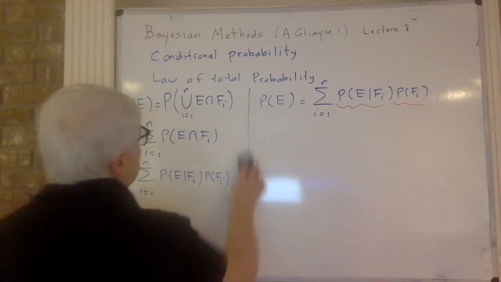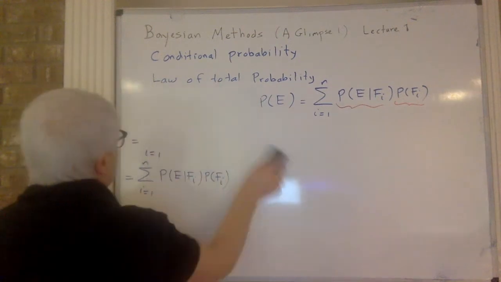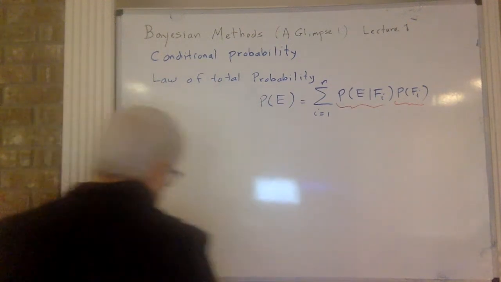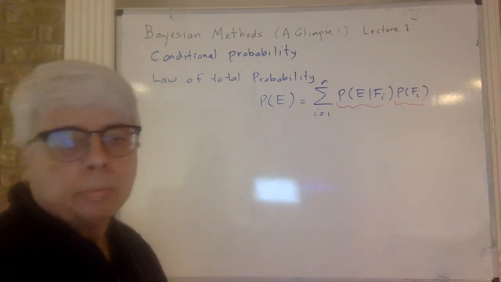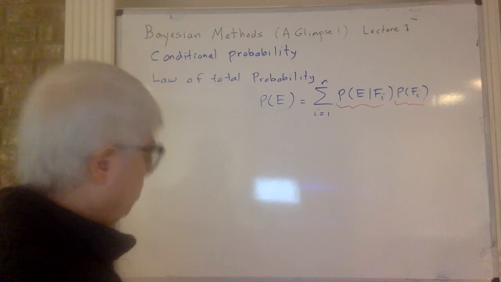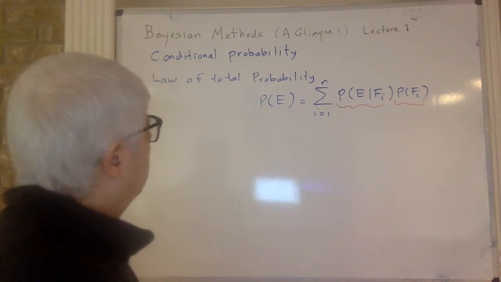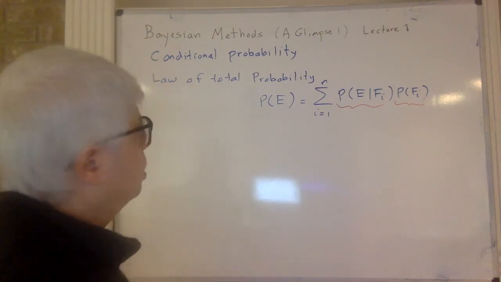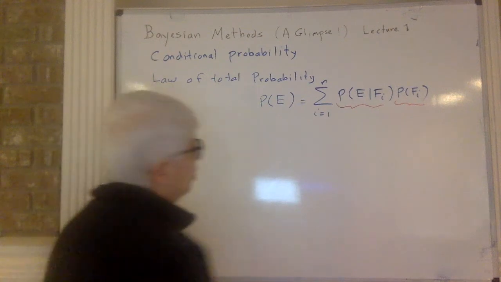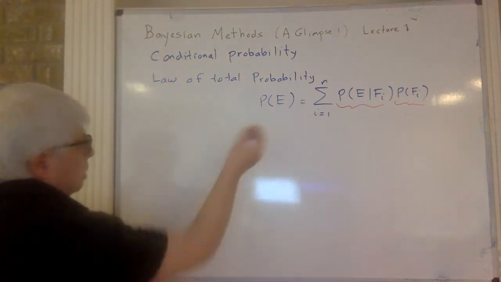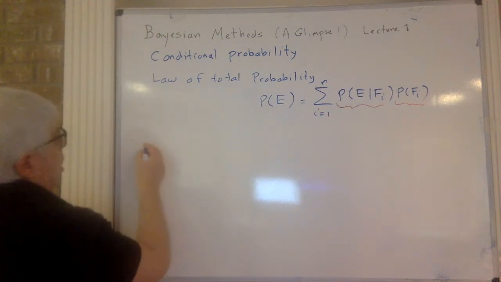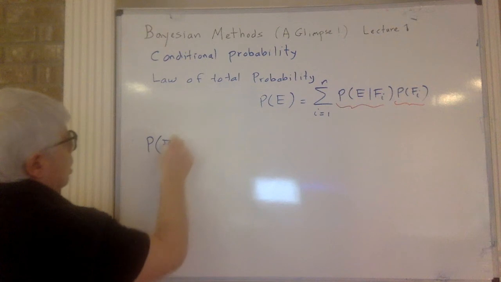Let me erase this and see what I have. Okay, now another version of Bayes' formula comes from here. So let's try to find this. For one i, let's try to find P of Fi given E.